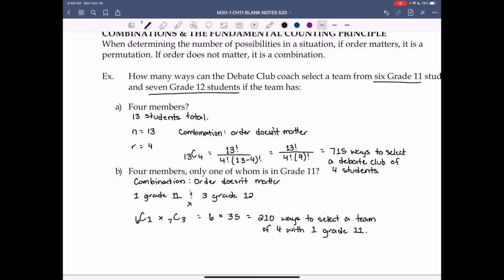Just a note here. The word or in these questions means add, and the word and means multiply.